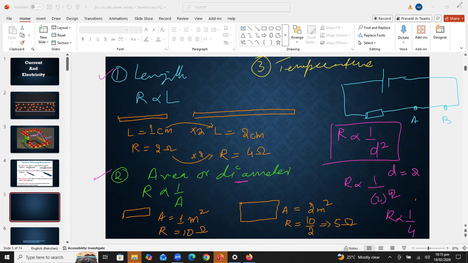Directly proportional means if the wire heats up, if the wire temperature increases, its resistance will increase. Alright, students, if wire temperature increases, its resistance will increase. So I am repeating, temperature and resistance are directly proportional.